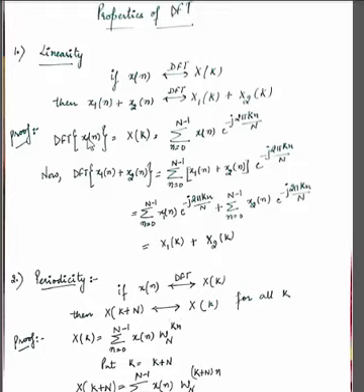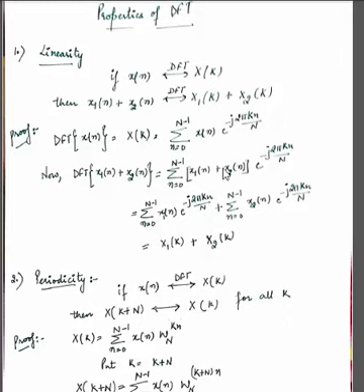To prove it, first we have to write down the formula of DFT. So DFT of x of n is equal to X of k, that is equal to summation n from 0 to N minus 1 x of n e raised to power minus j 2 pi k n over N. Now we have to put x of n equal to x1(n) plus x2(n), because we have to find the DFT of this x1(n) plus x2(n). So DFT of x1(n) plus x2(n) is equal to summation n from 0 to N minus 1 of x1(n) plus x2(n) into e raised to power minus j 2 pi k n over N.